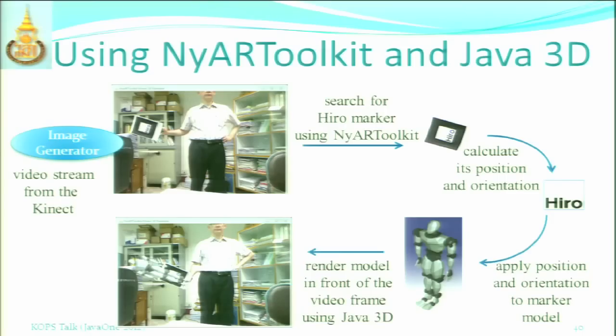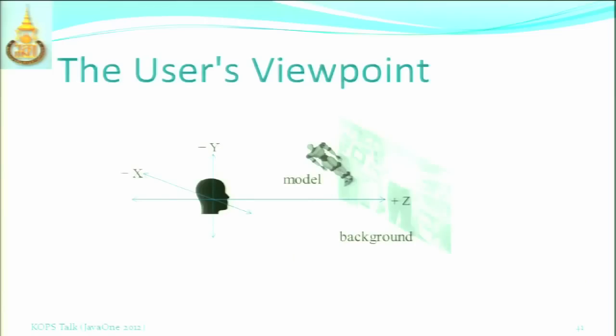It then calculates the position and rotation of the marker. Then it passes that to Java 3D, which has a model loaded. And then Java 3D positions and rotates the model, and draws it in the scene so it matches up with the marker. Another way of looking at this is that from the user's point of view, you have the picture which was generated by the Kinect, and Java 3D is drawing a model in front of it. So it looks like it's augmenting the reality by adding the model.